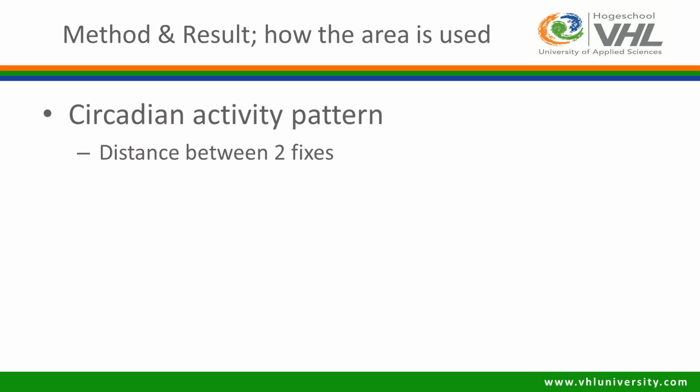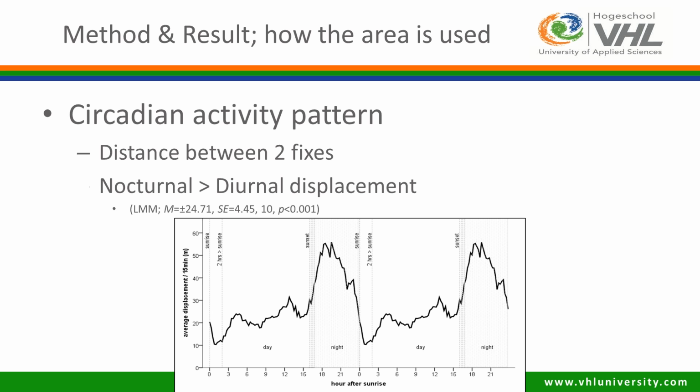The next step is that we want to know how the area is used, and one of the things you can do then is tell something about the circadian activity pattern, or the daily activity pattern. So what I did, I calculated the distance between 2 consecutive fixes, and if you do that for the entire data set, then you can calculate the average of the distance between these fixes, which is then called displacement. So the average displacement during 50 minutes.